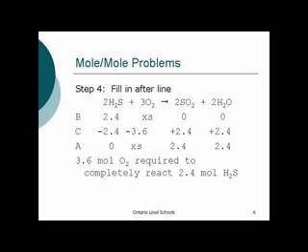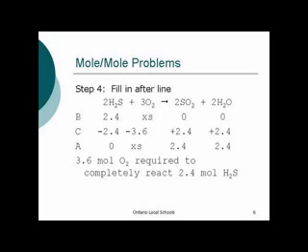So the after line is just the before line, either minus or plus the change, depending on whether it's a reactant or product. So H2S, we're going to have 0 left because 2.4 minus 2.4 is 0. Our excess, we subtract 3.6 moles from it, and we know that we're going to have some left over, but because we didn't know our starting amount, all we can put is that there is excess O2 left over. Our SO2 and H2O both are 2.4 moles.